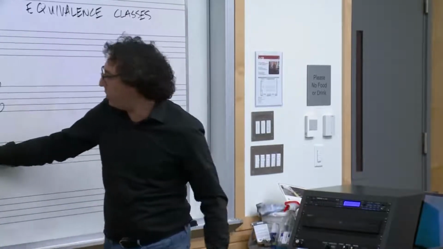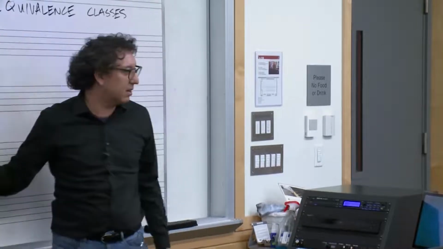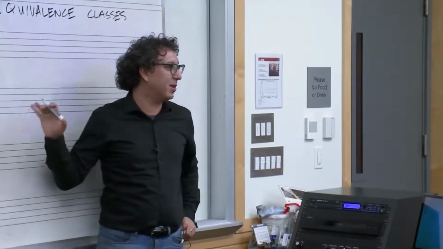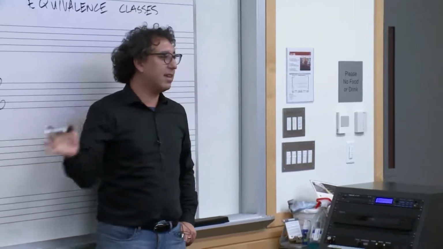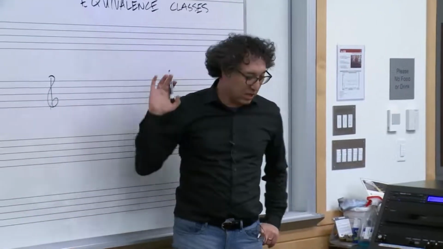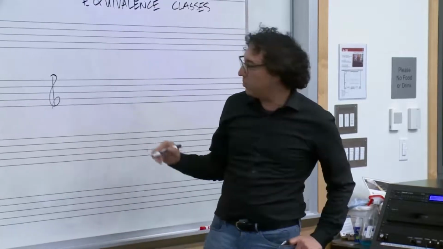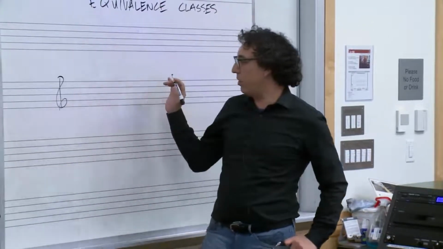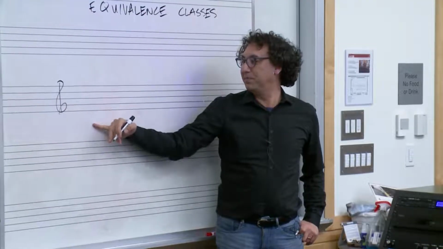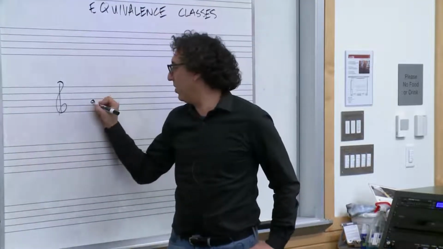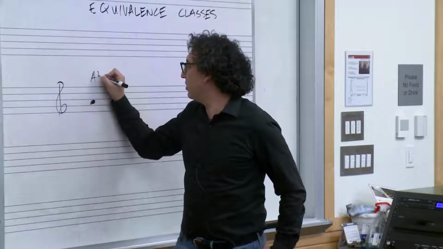What I'd like you to do when you have a problem like this is go back and do it the old-fashioned way first. Get out staff paper or use Finale, Musicology, whatever you're using, and try to make sure that you're seeing what the notes are. So where's A4 go? Stop. Okay, good. A4. What's the next one? E5.